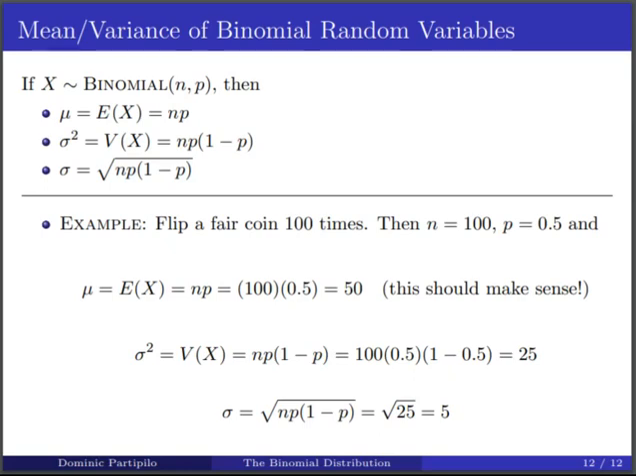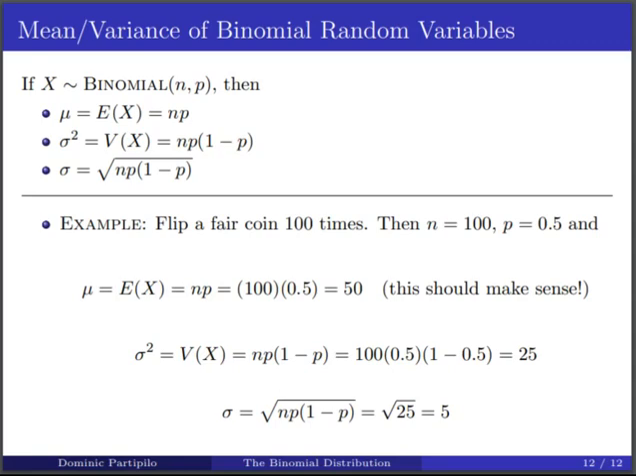So let's look at an example. So we're going to flip a fair coin 100 times, and we're going to observe the number of heads we see in those 100 flips. And we can let x be a random variable that represents the number of heads we see in those 100 flips. And then in that case, this would qualify as a binomial experiment. So we're going to have n equals 100 because we were flipping the coin 100 times, and p is going to be equal to 0.5 because the probability of success, or the probability of heads, is going to be 0.5.